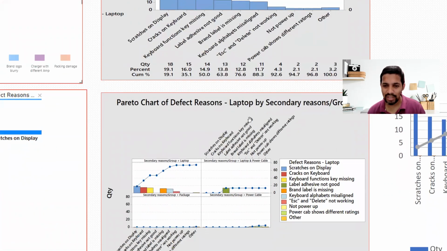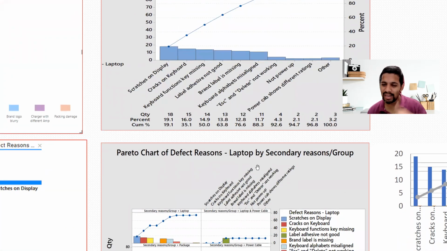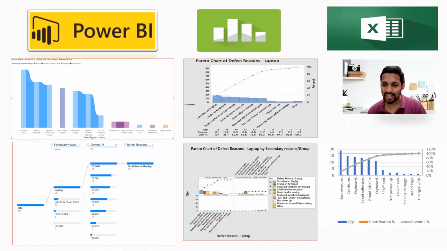And then the same thing by secondary cause, for example, laptop, what are the different issues we have, and so on. So you will be able to create the same thing. This is the primary cause, this is secondary. By variables, you can keep adding the charts as per your requirement. Let's see what it gives in Excel.